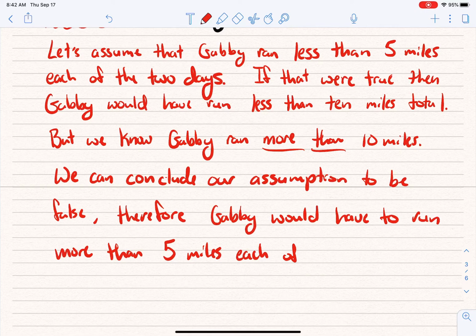I'm sorry, that's not right. Not each of the 2 days. Gabby would have to run more than 5 miles one or both days. Okay. Now, I know that might be kind of confusing. This was kind of a crazy thing. This is a really weird and different idea compared to what we've been doing. This indirect proof. Remember, we're kind of ruling out all the things that are not possible.